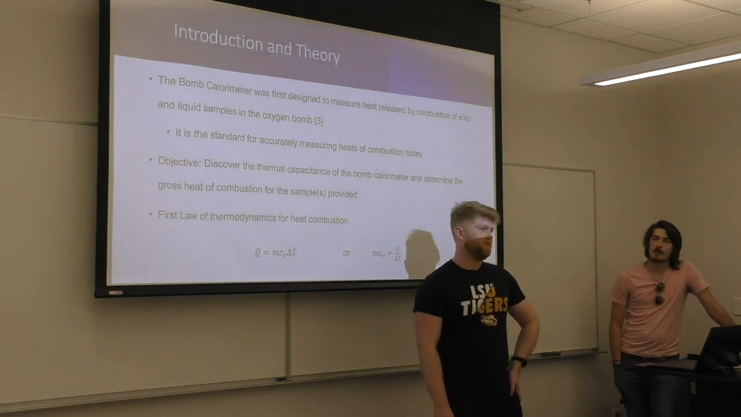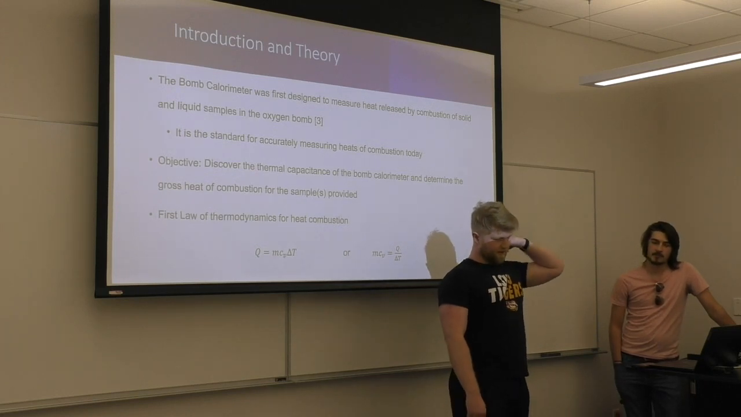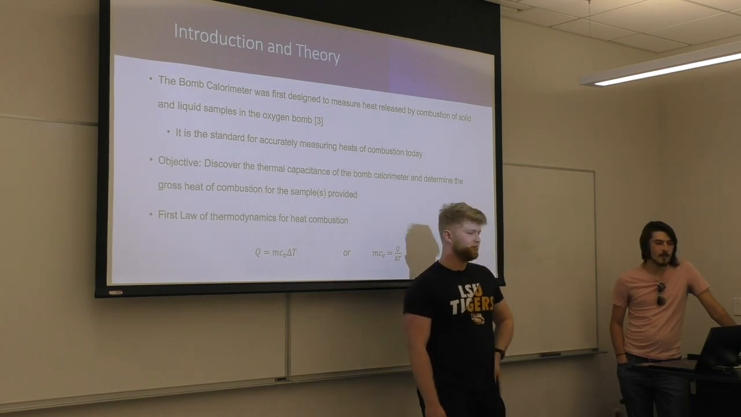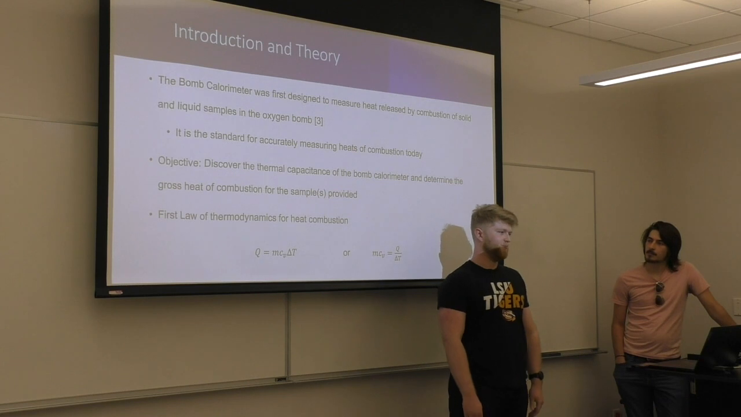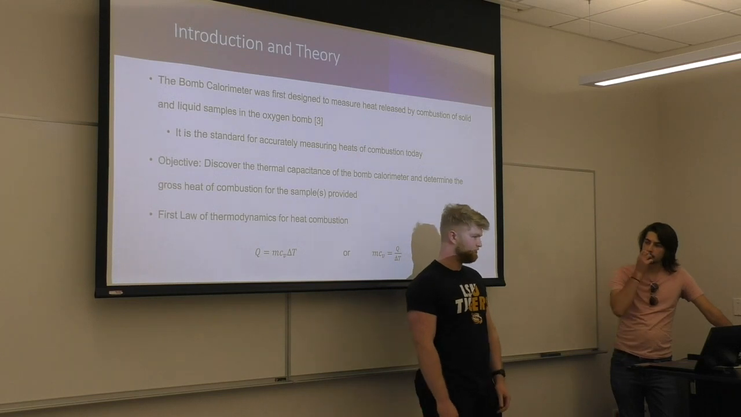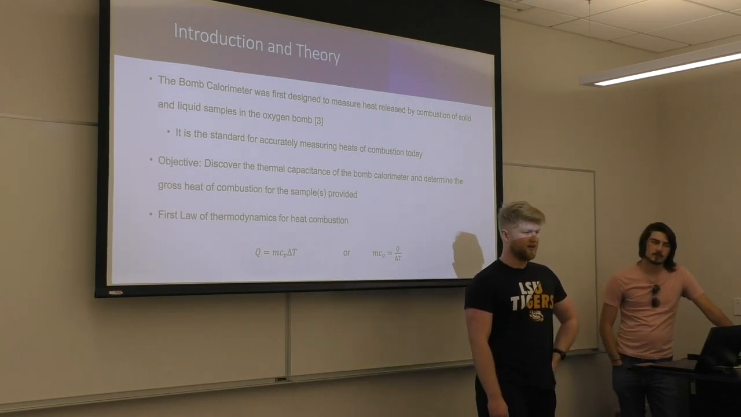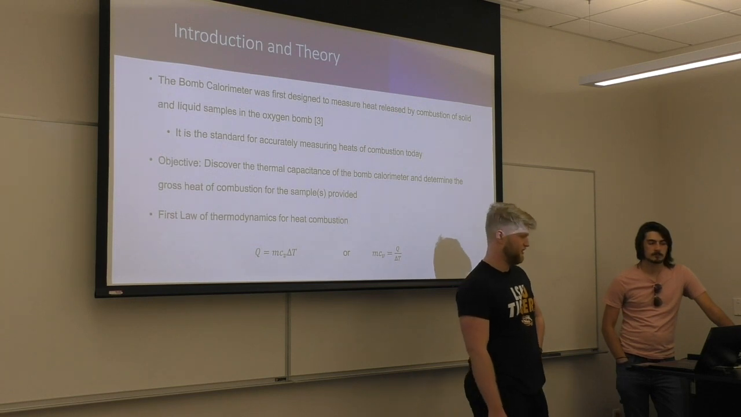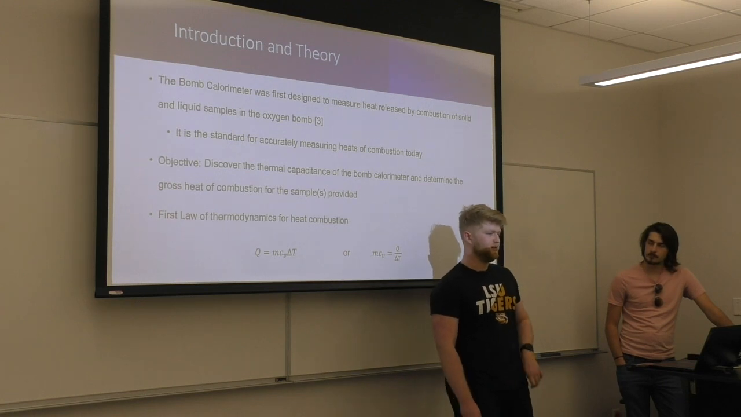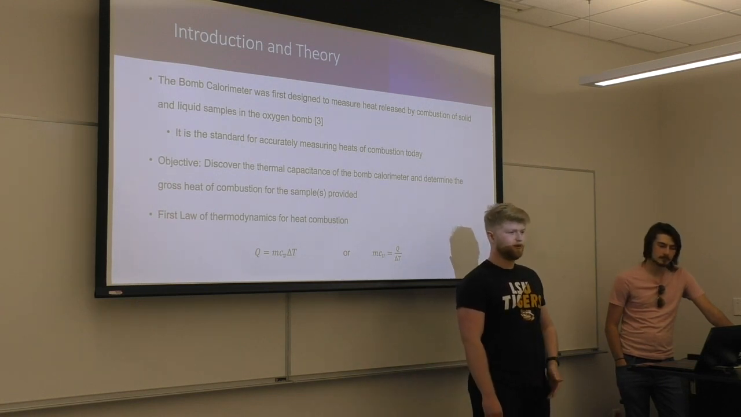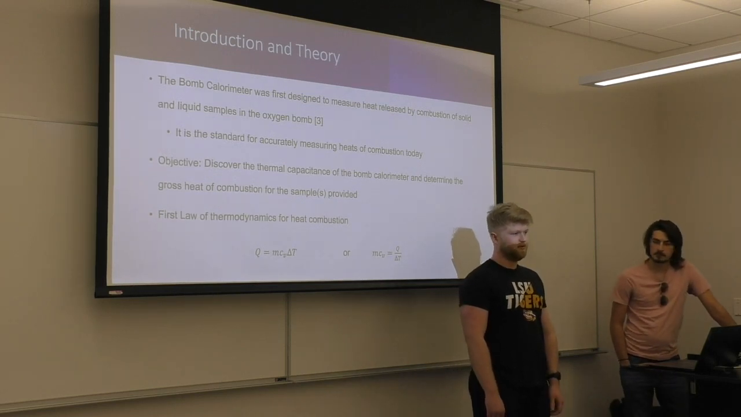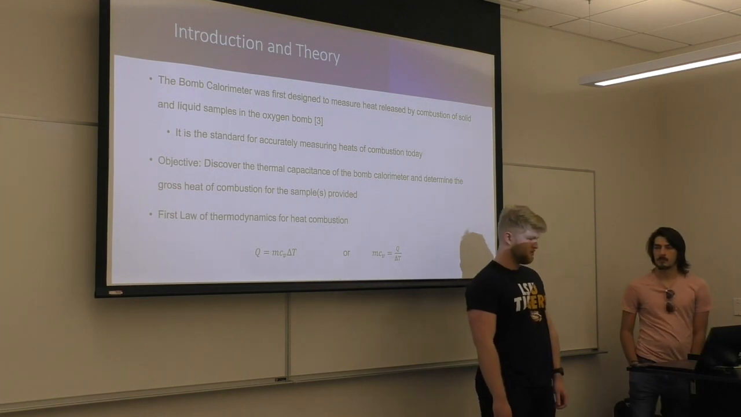Okay, so the introduction and theory. The bomb calorimeter was first invented for testing the heat released by combustion, first done when making the oxygen bomb for testing liquid and solid samples. Today it's the standard for testing the heat of combustion of samples. In this lab, we are trying to discover the thermal capacitance and heat of combustion of the sample we're going to put inside the bomb calorimeter. That sample is going to be 1 gram of benzoic acid, I believe is how you pronounce it.